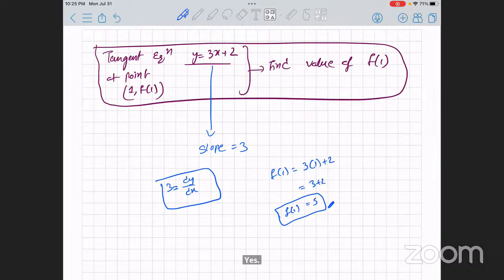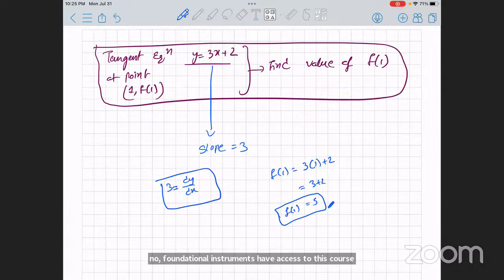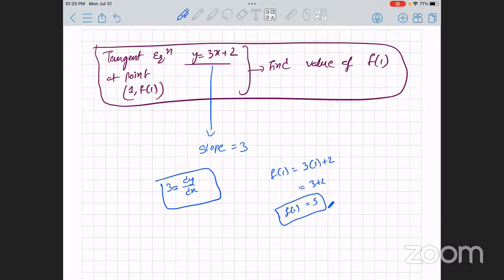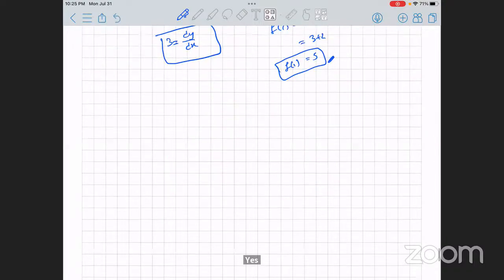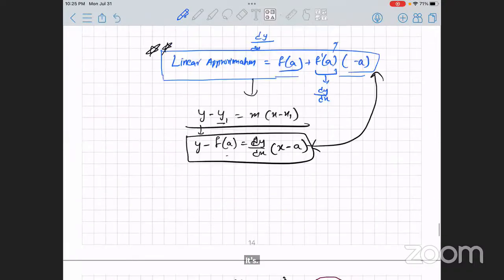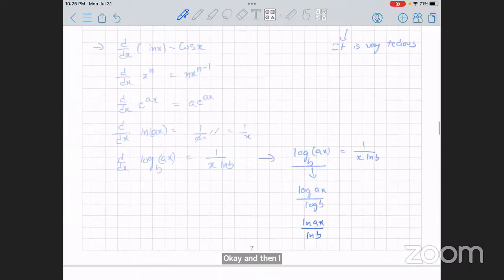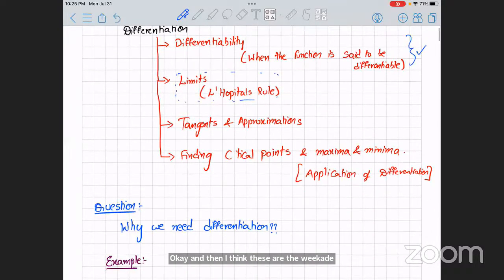Sir, do foundation level students have access to this course? I don't know about that, but everyone will have access to this course, I think. Okay, and then I think these are the week 8 contents. Yes, sir, these are the week 8 contents.